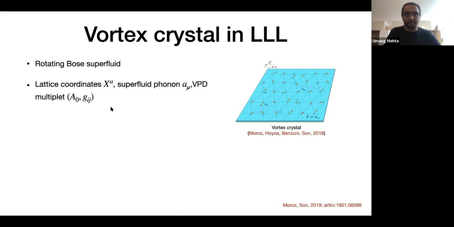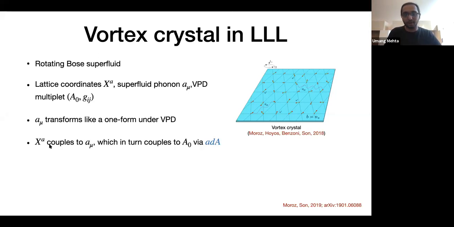Once again, the degrees of freedom are the usual lattice coordinates I defined in the previous slide, but you also have a superfluid phonon in the dual description defined by an emergent gauge field a_mu, and we'll also add to that a volume preserving diffeomorphism multiplet. a_mu now transforms like a standard one form under volume preserving diffeomorphisms. And it is known that X couples to a, but not to the background electromagnetic field. The background electromagnetic field, capital A, only couples to this system through little a via this mixed Chern-Simons term, a dA.